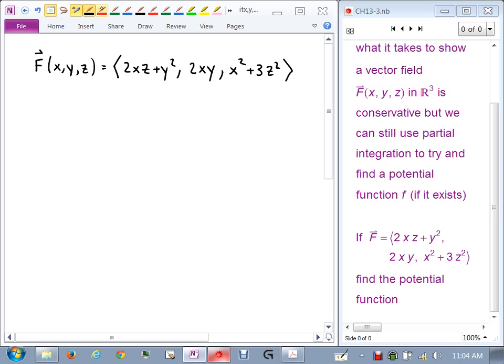And I'm trying to find a little f, a scalar function, such that the gradient of that is equal to that vector field. That's what I'm trying to do. Find a little f such that the gradient of that little f is the capital F vector field. So the way we did it last time, do you remember what we did? How we started this? Partial integration. So what would be my first step here for this partial integration?